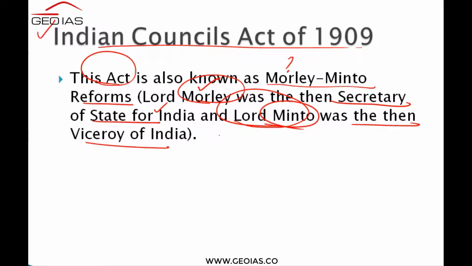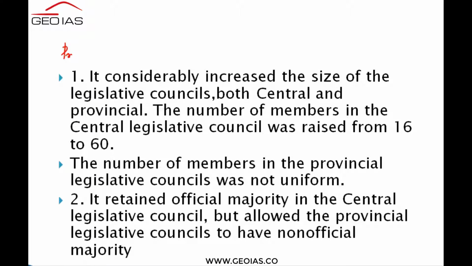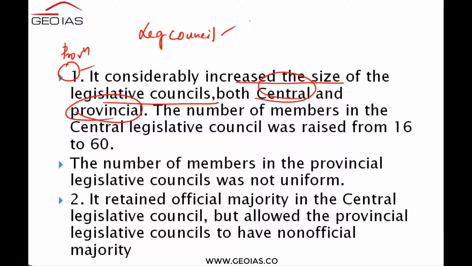So what are the provisions of this act? The first provision is it considerably increases the sizes of the legislative councils both at central and provincial level. At the central level there were 16 members earlier, but it was increased to 60 members. At the provincial level, many provinces have legislative councils, right?